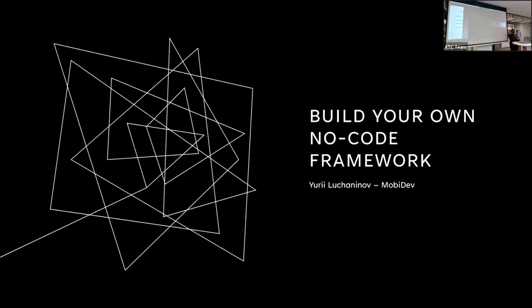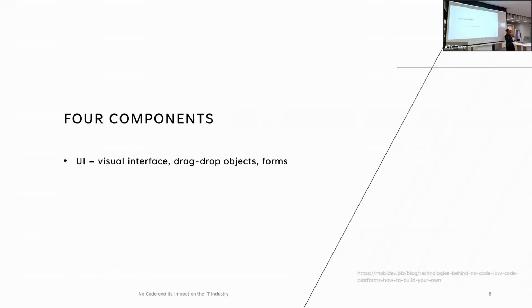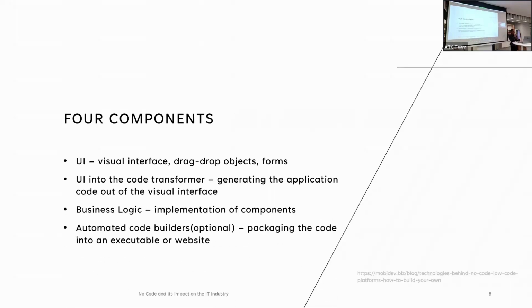So I have referenced a blog by, excuse my pronunciation, Yuri Lutnikov. I've taken a blog from MobyDev. And he has specified 4 components that are needed to build a no-code framework. So the first one is the UI, which is the visual interface where we can drag and drop to create these applications. And then we have the UI into code transformers for generating application code out of the visual interface.